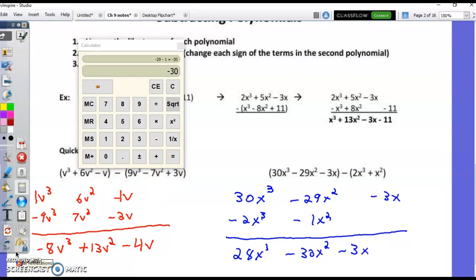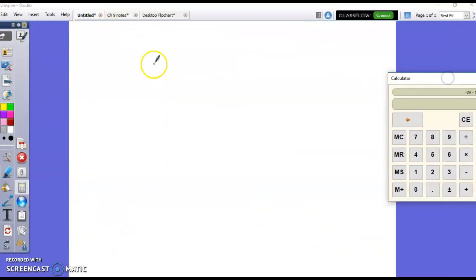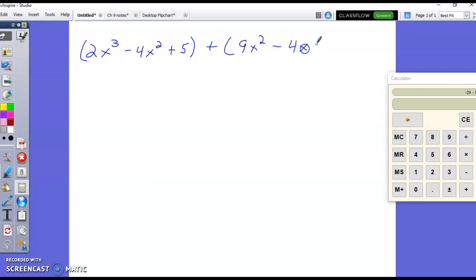We're going to line that up. So we got a few seconds, so I'm going to do a couple sample problems over here. So let's just, maybe we'll mix it up a little bit. So I'll have 2x to the third minus 4x squared plus 5. We're going to add that to, let's say, 9x squared minus 4x plus 3. All right, so I'm going to rewrite these first ones. If you want to pause this and try it and then check your answers afterwards.